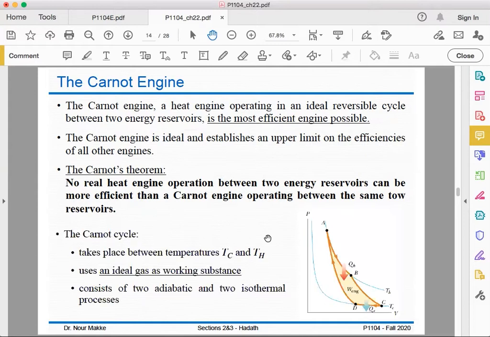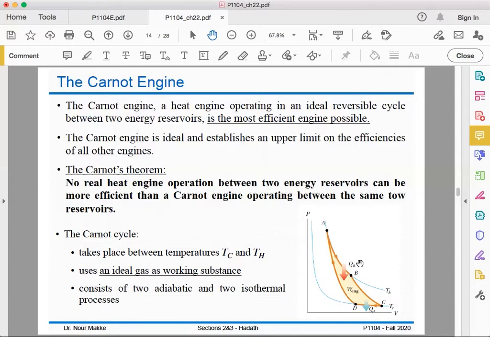The Carnot engine was introduced by a French engineer, and it takes place between two temperatures, TC and TH, which we saw before in the heat engine. It uses an ideal gas as a working substance, and the Carnot cycle is composed of two isothermal and two adiabatic processes. So from A to B, it's an isothermal process. Then from B to C, it's an adiabatic. From C to D, it's isothermal, and then from D to A, again, it's adiabatic.